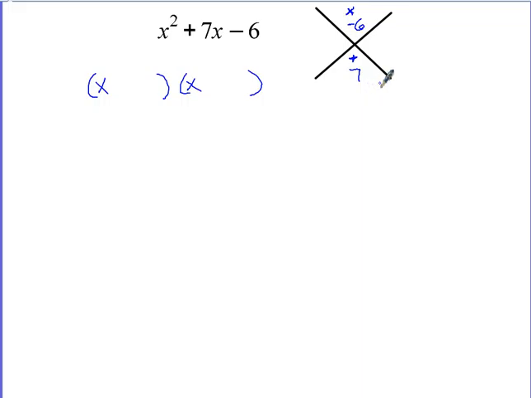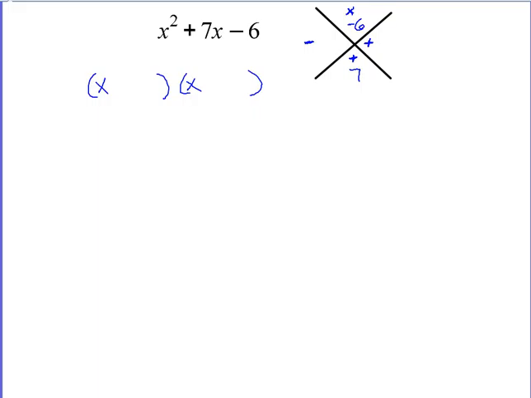So when I'm trying to figure out my signs, if I'm going to need to multiply to a negative number, that means that one of my numbers has to be negative and one has to be positive. That's the only way I can get a negative number when I'm multiplying, is multiply a negative number times a positive number. So I need a negative number times a positive number that will equal negative 6, and when I add them together, it will equal 7. Let's start with numbers that we could multiply to get negative 6 as the answer.